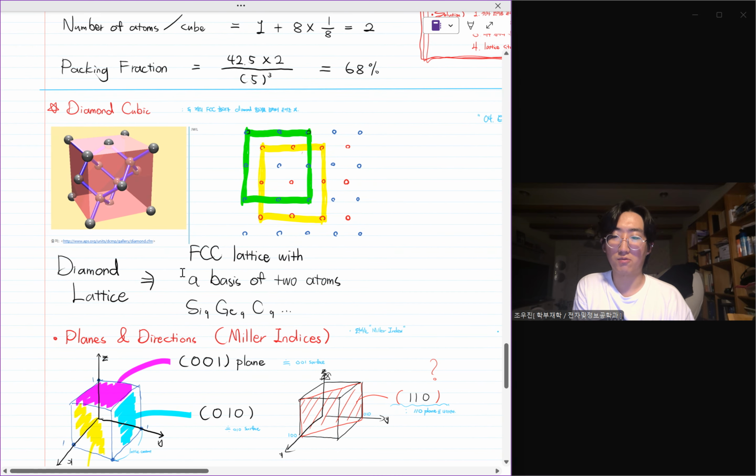Next one is the diamond cubic, which means the diamond lattice. It can also be checked by using an FCC lattice with a basis of two atoms. Correct, this one.